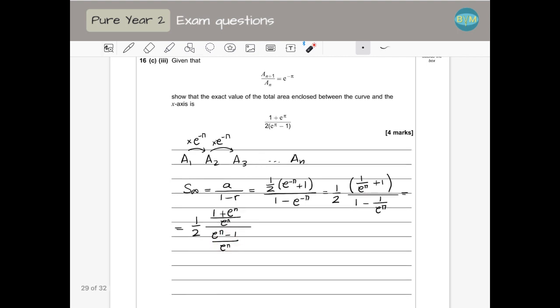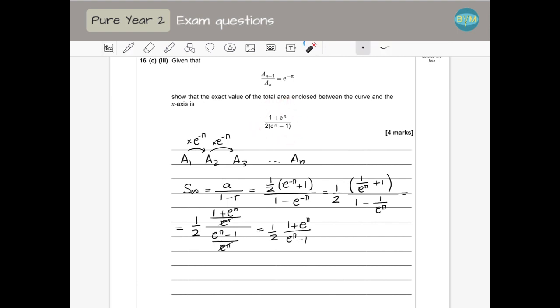If we divide this fraction by this fraction, this can be cancelled with this. And then I have 1/2 at the front. Numerator is 1 plus e to the power of pi, and denominator is e to the power of pi minus 1, which is what I have to prove.